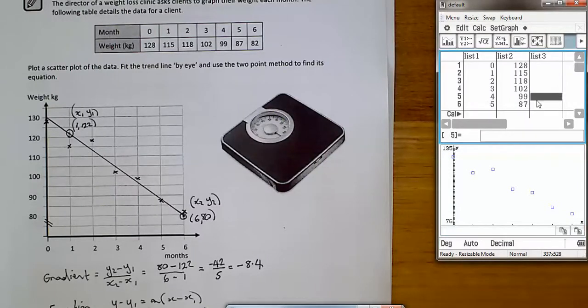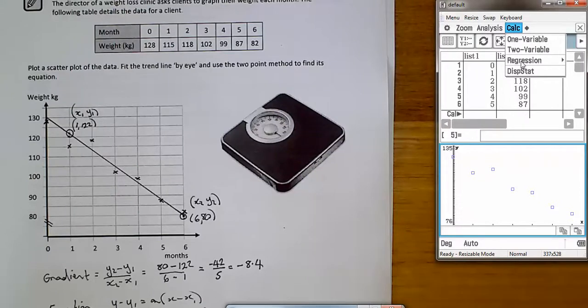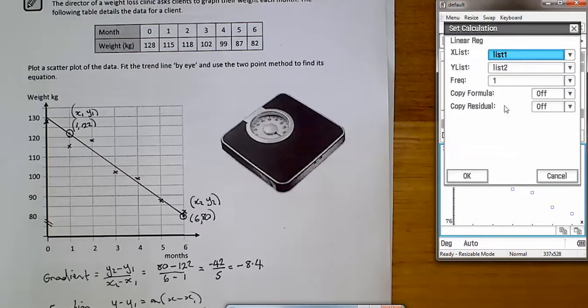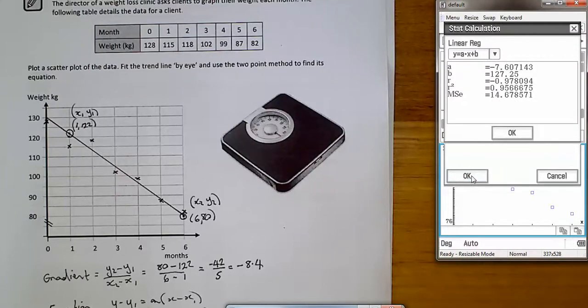If you've got the top selected, you'll have some different menu items available. So only with the graph itself selected, you'll see that one of the options at the top of the screen is Calculate. We want to calculate a regression. Click on Regression, and the type of regression we want is a linear or straight line through them. So click on Linear, and it asks, is it a list? X list is list 1, the Y list is list 2. All of that is okay, so press OK, and see how it presents its answer.